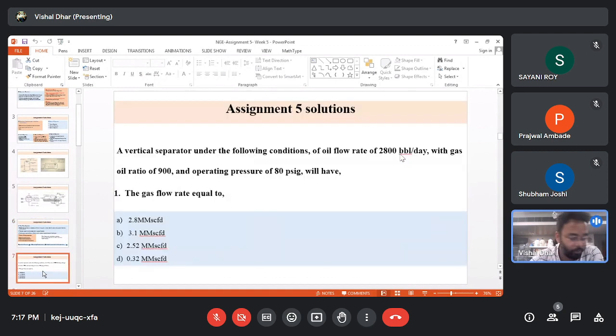Okay, we'll now start the numericals. The first question is a vertical separator under the following condition: oil flow rate of 2800 barrel per day with gas oil ratio of 900 and operating pressure of 8 psig. The first question is the gas flow rate equal to: option A 2.8 mmscfd, option B 3.1 mmscfd, option C 2.52 mmscfd, option D 0.32 mmscfd.